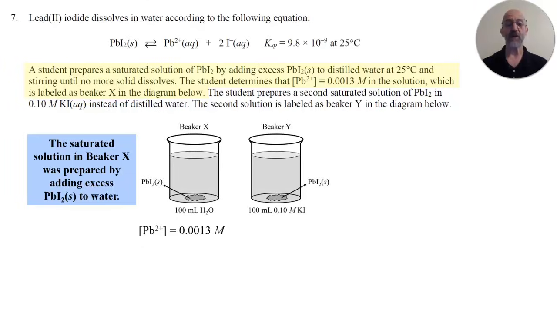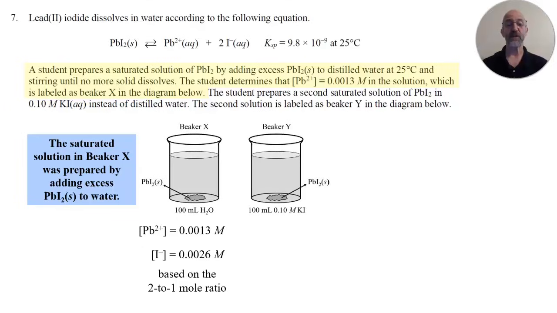Now you might be wondering, what's the concentration of iodide in beaker X? Based on that 1:2 ratio as shown in the balanced chemical equation, there should be twice as many moles of iodide in that solution in beaker X. So I'll say that 0.0013 times 2 would be 0.0026 molar for the concentration of the iodide in beaker X, based on the 2:1 mole ratio.